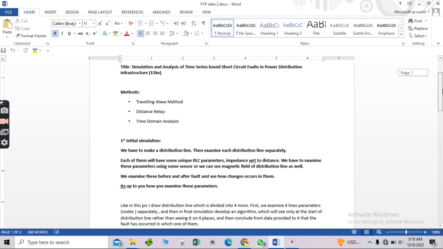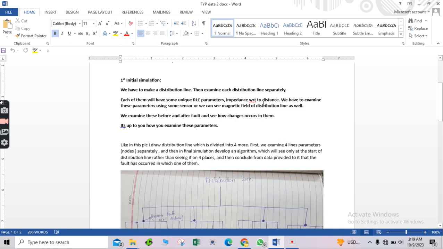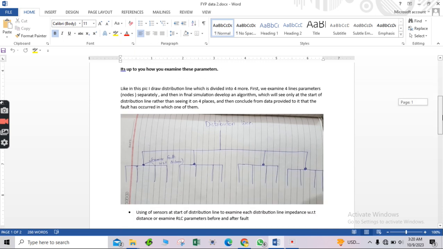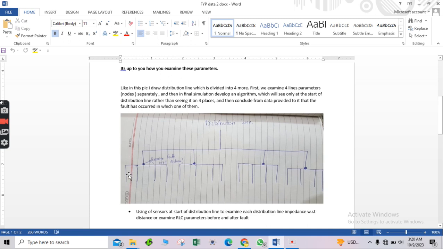In the initial simulation, we have to make a distribution line, then examine each line separately. For example, this is the distribution line and it contains multiple subsystems which contain RLC series based circuits or parallel based circuits, because the distribution line contains resistance, inductance and capacitance, etc. So we have to draw this.